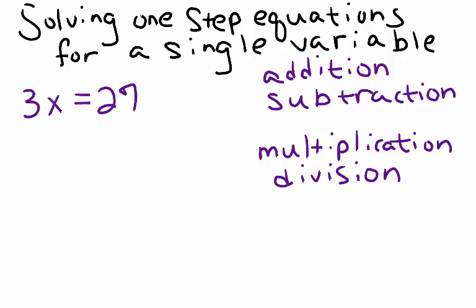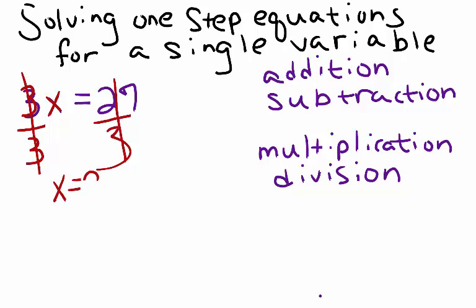Now let's suppose I have the equation 3x equals 27. In order to isolate x on the left side of the equation, I'm going to need to take the coefficient of 3 and divide it from both sides. 3x is the same thing as saying 3 times x. So my inverse operation is division. I divide 3 from both sides of the equation, and that gives me x equals 9.